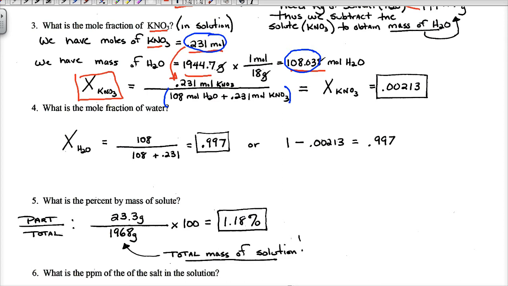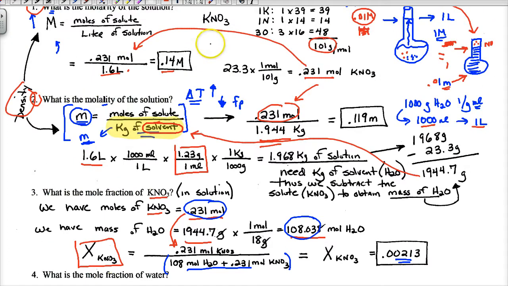Okay, not hard math, except with me sometimes. But you just have to be aware of what you're doing. And of course, there's your mole fraction. Notice the mole fraction is tiny. Why? Because it's dilute, which means your molality and molarity should approximate each other.